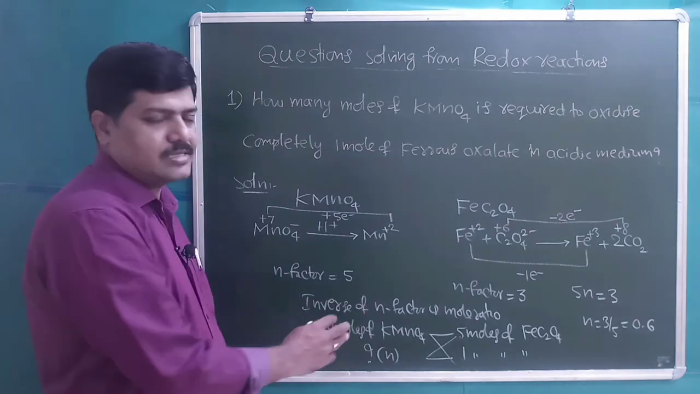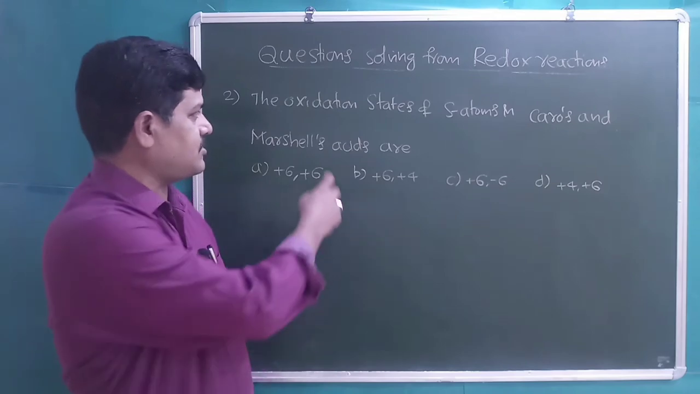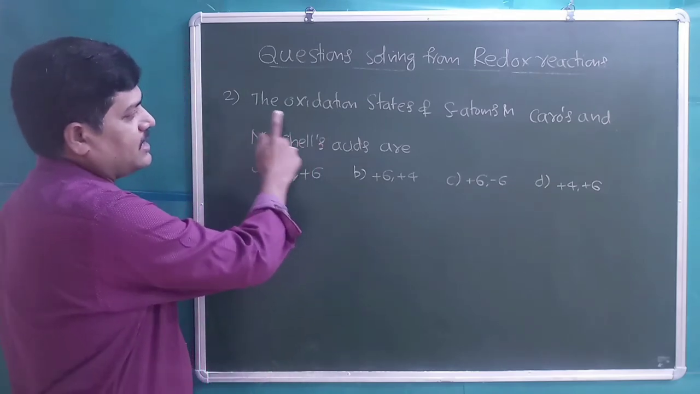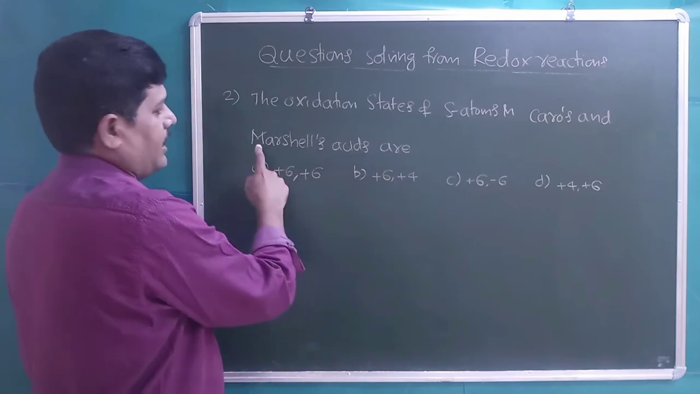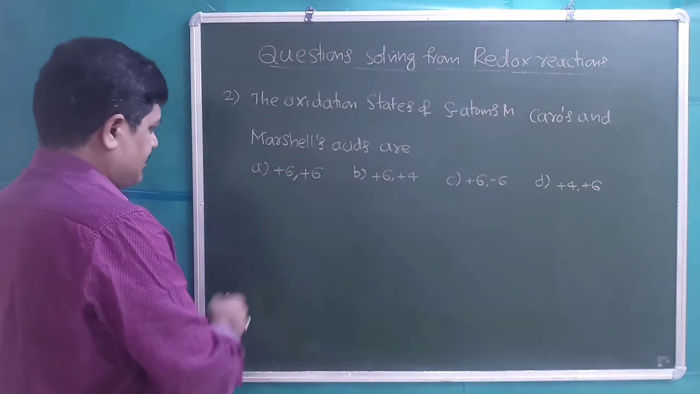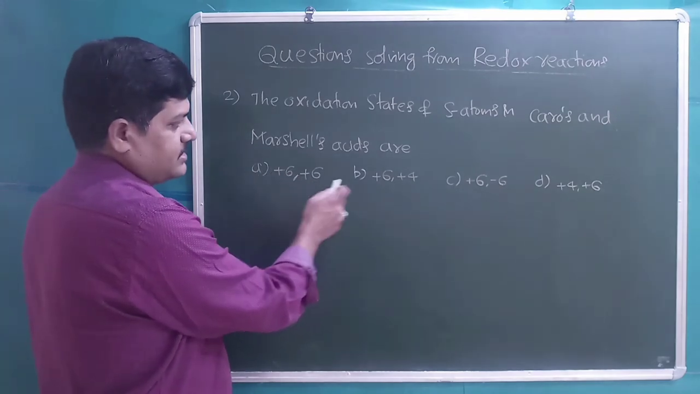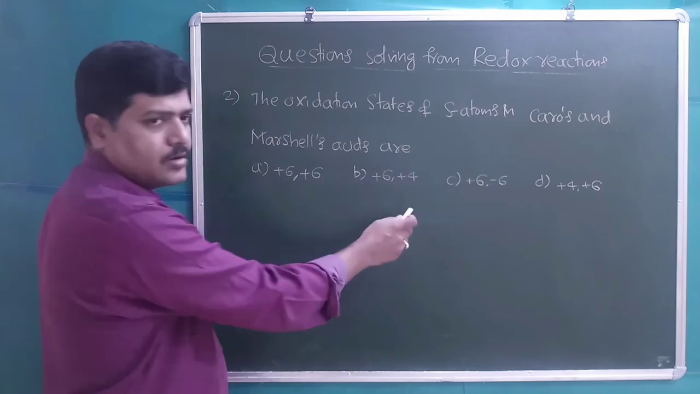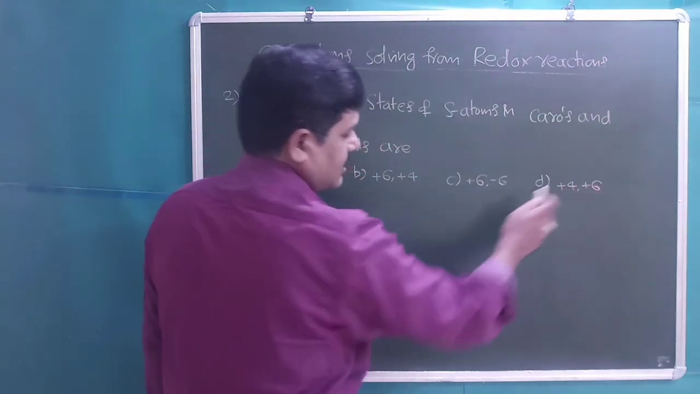Let us continue our discussion by taking one more question now. Dear students, next question. The oxidation states of S atoms in Caro's and Marshall's acids are. Options are given as first option +6, +6; second +6, +4; third +6, -6; and fourth +4, +6.